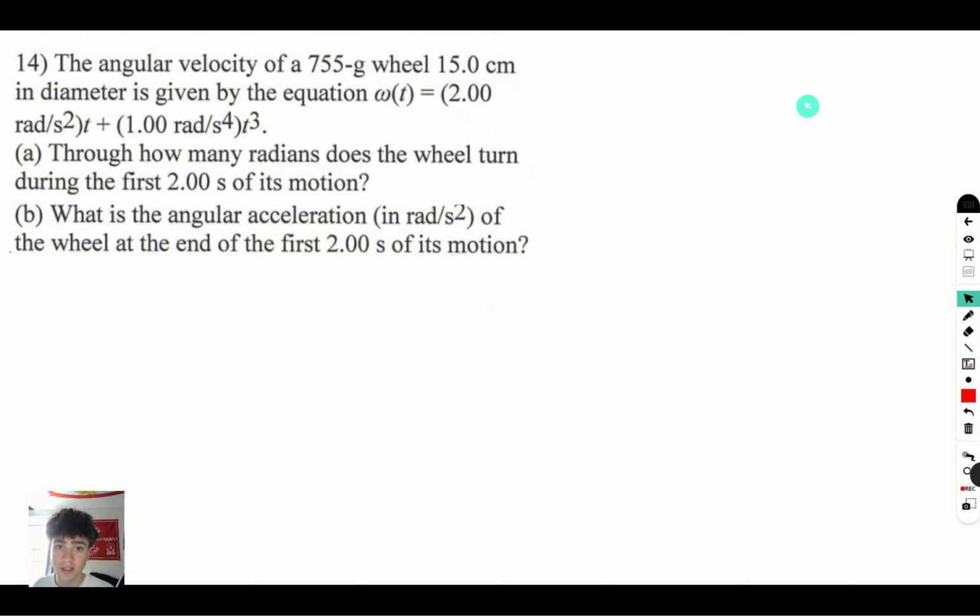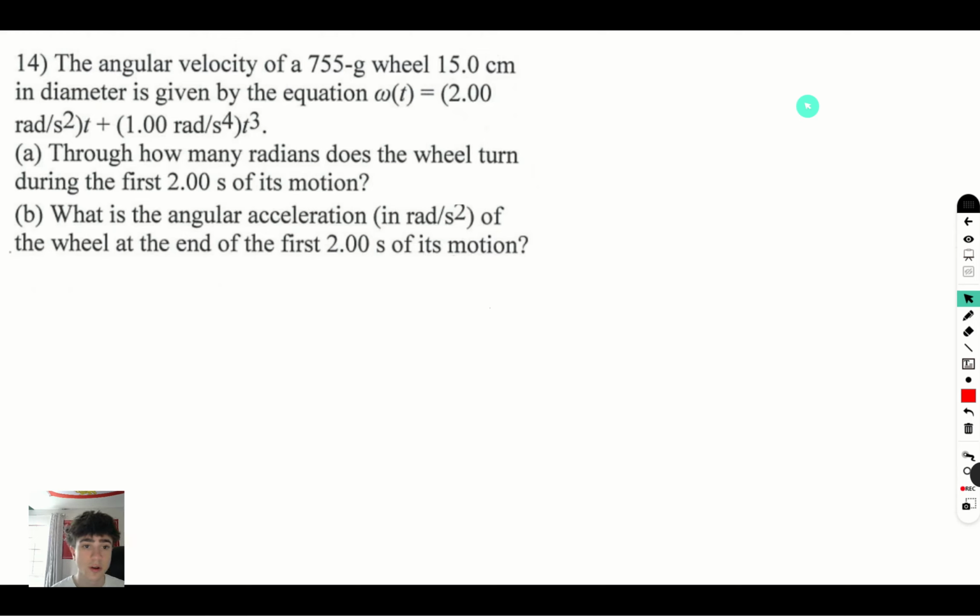The angular velocity of a 755 gram wheel, 15 centimeters in diameter, is given by the equation omega in terms of t is equal to 2 radians per second squared times t plus 1 radians per second to the fourth times t cubed. Part A is asking us, through how many radians does the wheel turn during the first 2 seconds of its motion. And part B is asking us what is the angular acceleration in radians per second squared of the wheel at the end of the first 2 seconds of its motion.